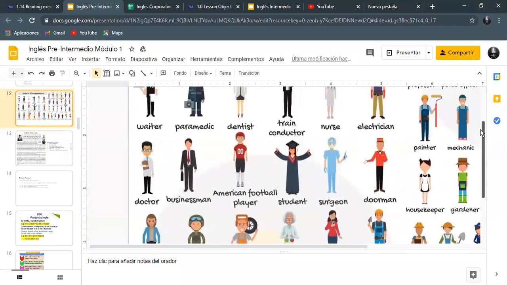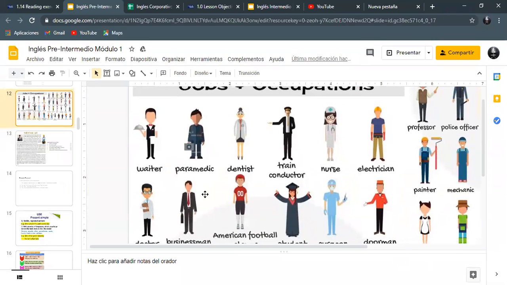I know that you know some of those, so let's check. What is a waiter? Mesero. De hecho, mesera se dice diferente. ¿Cómo sería mesera? ¿Alguien sabe? Waitress. Aquí en la escritura le vamos a quitar la última E y luego le agregamos una E y dos S. Waitress. Okay.